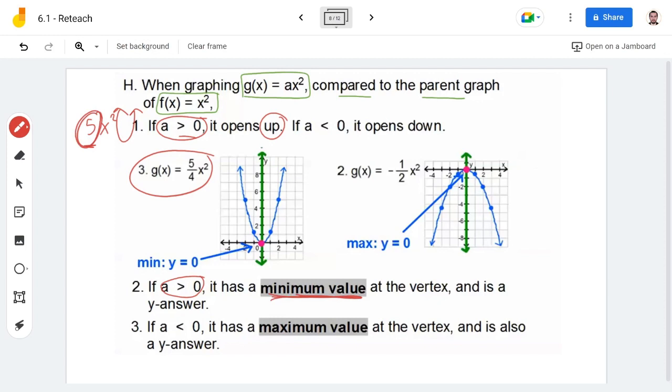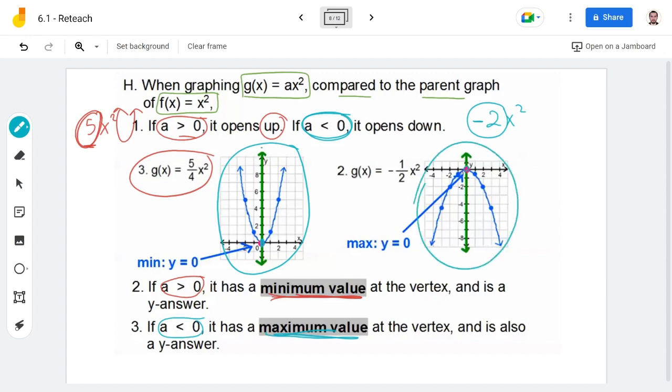Now, if a is less than 0, just to give you an example, like negative 2x squared. Because a here is negative, and negative is less than 0, when a is less than 0, we have a maximum value. If I ask you what's the minimum value of this graph, it's 0. And what's the maximum value in the graph? It's also 0. Now, how do I know this is maximum and this is minimum? From a greater than 0, minimum; a less than 0, maximum.